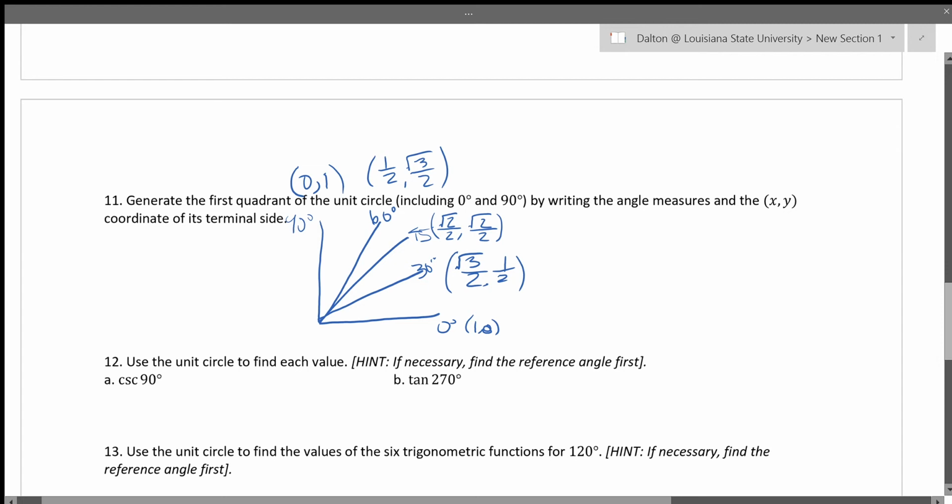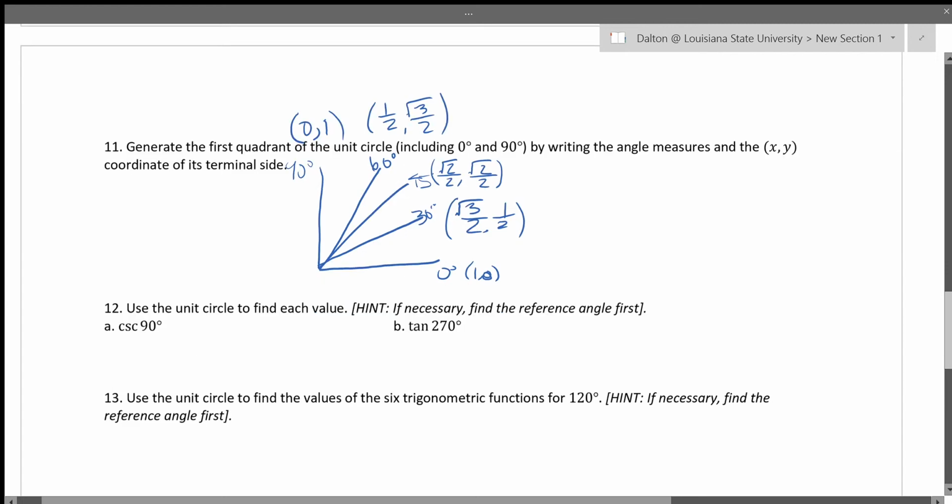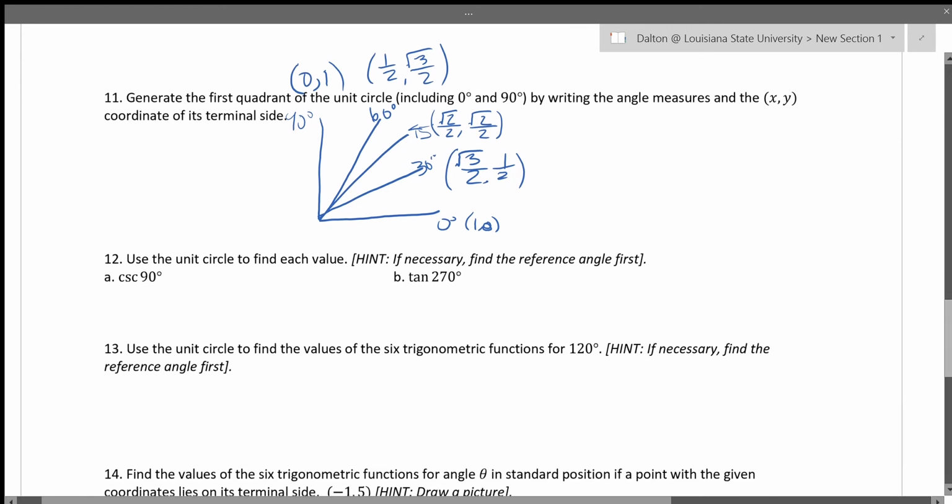Okay, we're going to keep referring back to number 11 to help us with some more of these problems. So for number 12, it says use the unit circle to find each value. So for part A, it wants us to find the cosecant of 90 degrees.